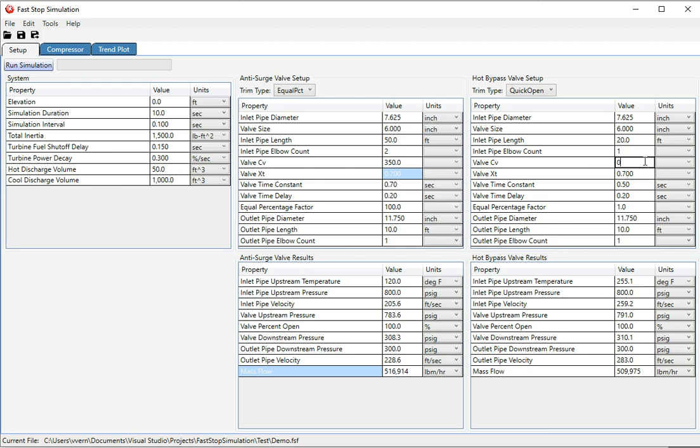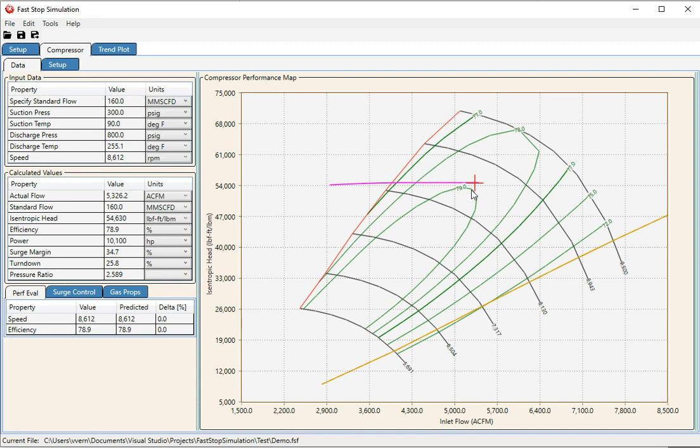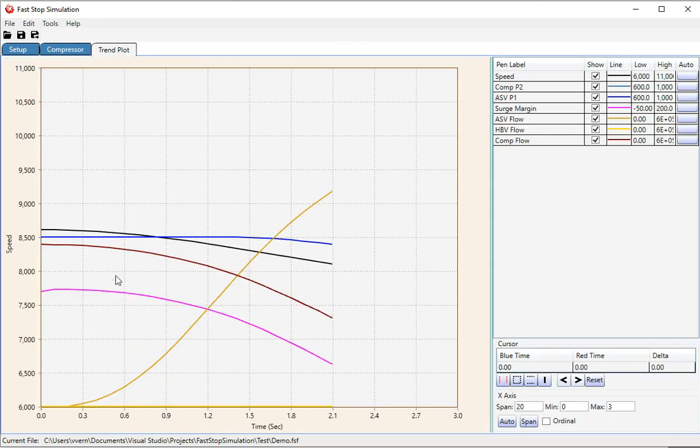So I'm going to set the CV to 0. So no hot bypass valve and just an optimally designed anti-surge valve. I'm going to run the simulation, and it didn't take long. The result was a race straight into a surge. So in a trend plot, it looks like this. In 2 seconds, the machine has surged.